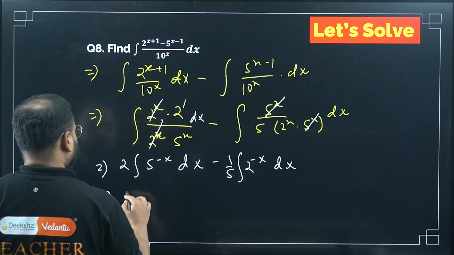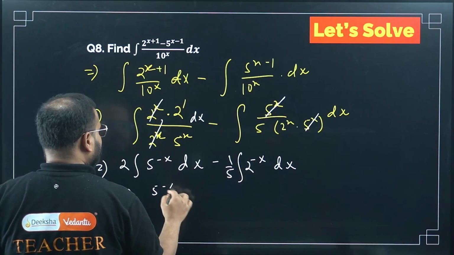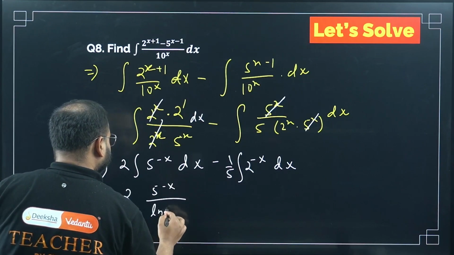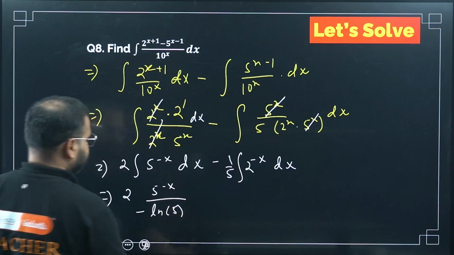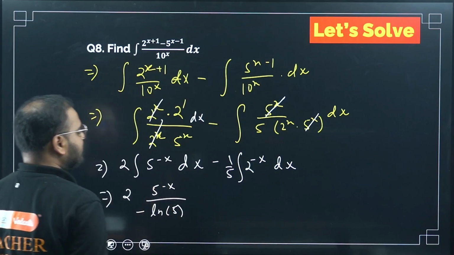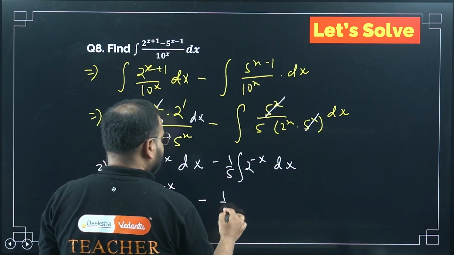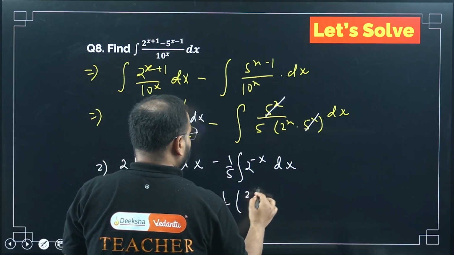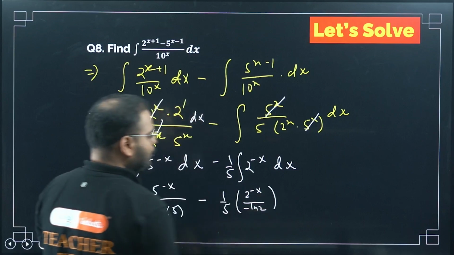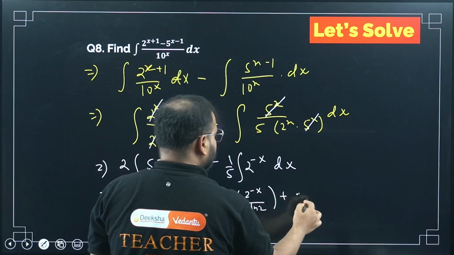Okay. So 2 times 5 power minus x upon what? ln 5 with the minus sign, correct? Because there is a minus here, no? So minus sign, same thing will go here. So minus 1 by 5. What? 2 power minus x upon ln 2. Minus ln 2. Okay? Plus c will come.